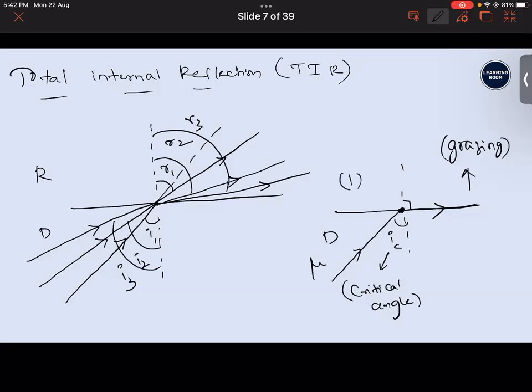Let's say the refractive index of the rarer medium is 1. So I took the refractive index of the denser medium as mu and the refractive index of the rarer medium as 1. Then what can I say? Mu into sine IC will be equal to 1 into sine 90. So sine IC is equal to how much? Sine 90 divided by mu. So sine IC will be 1 by mu, or IC will be equal to sine inverse of 1 by mu. So that is the formula for critical angle, where mu is the refractive index of the denser medium. Right?